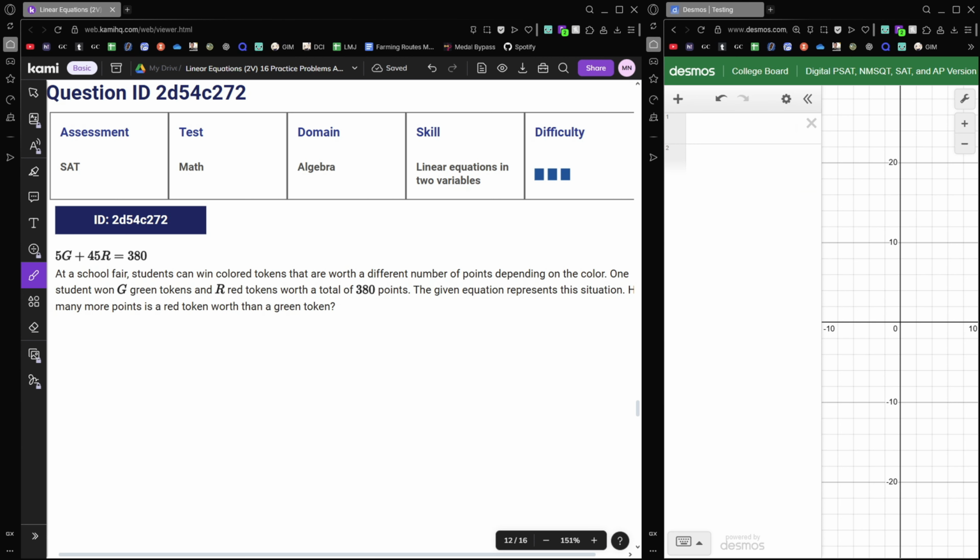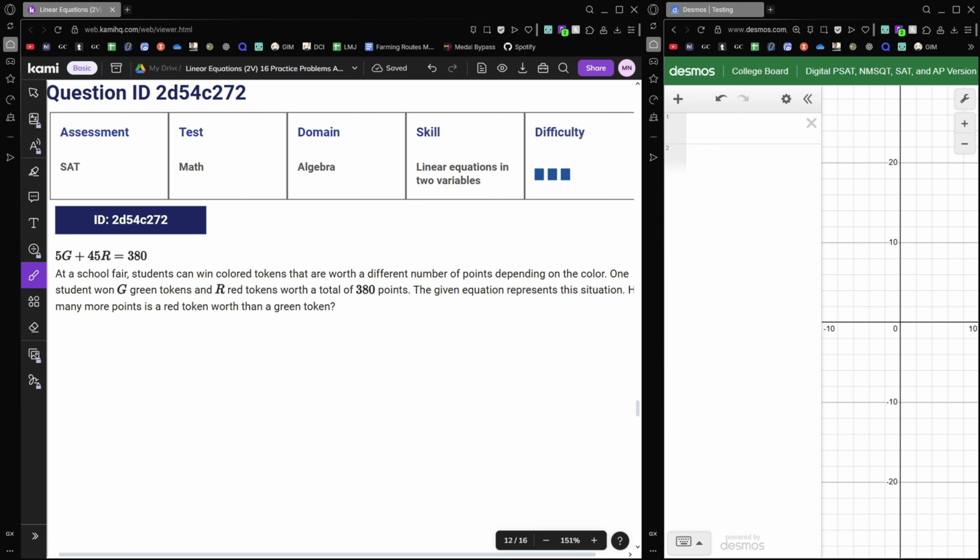Question number 12. At a school fair, students can win color tokens that are worth a different number of points depending on the color. One student won G green tokens and R red tokens worth a total of 380 points. The given equation represents this situation. How many more points is a red token worth than a green token?